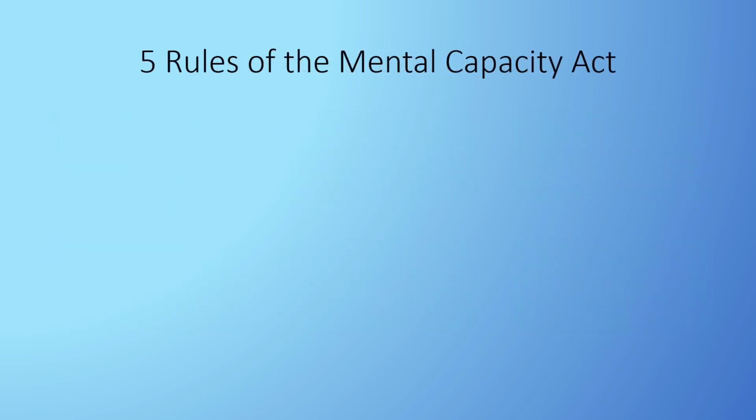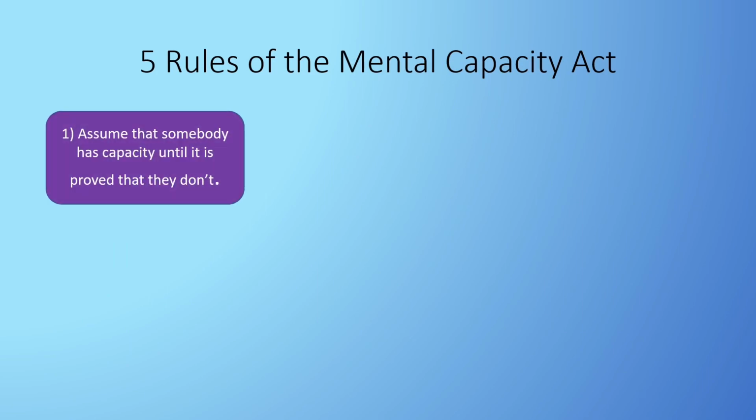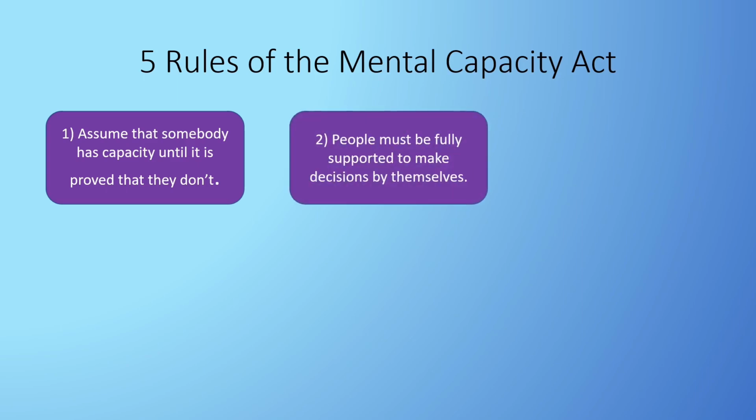There are 5 rules of the Mental Capacity Act. The first of these is that we must assume that somebody has capacity until it is proved that they don't. This is so that people are not judged to be incapable of making their own decisions based on things like having a learning disability. The second rule is that people must be fully supported to make decisions by themselves.